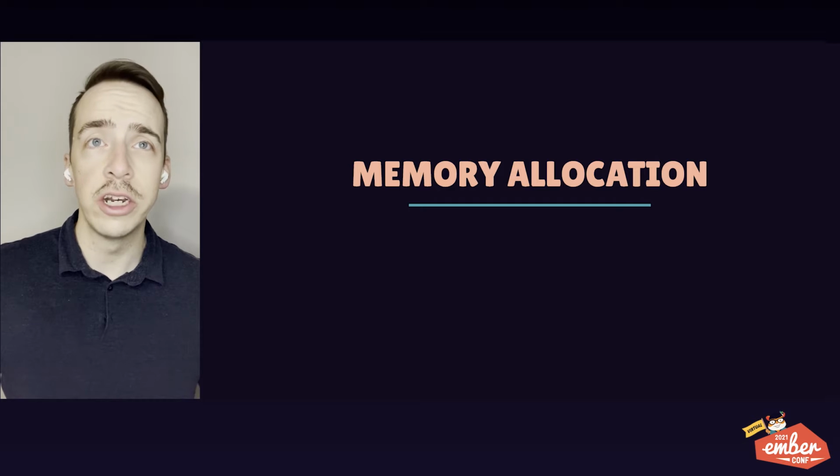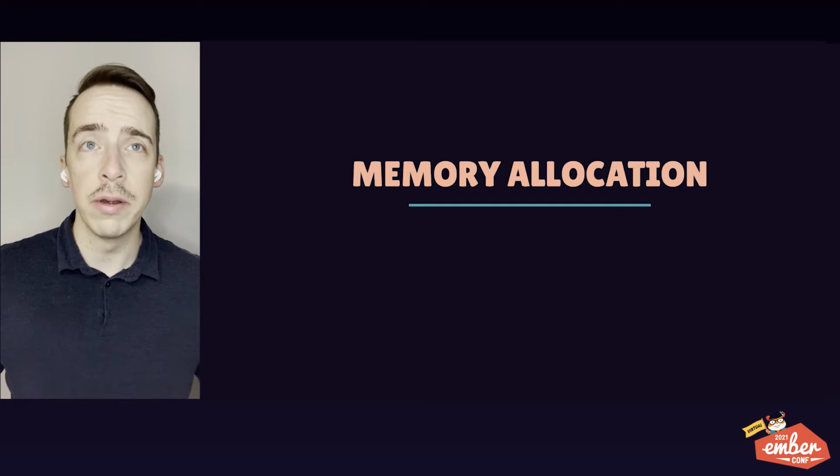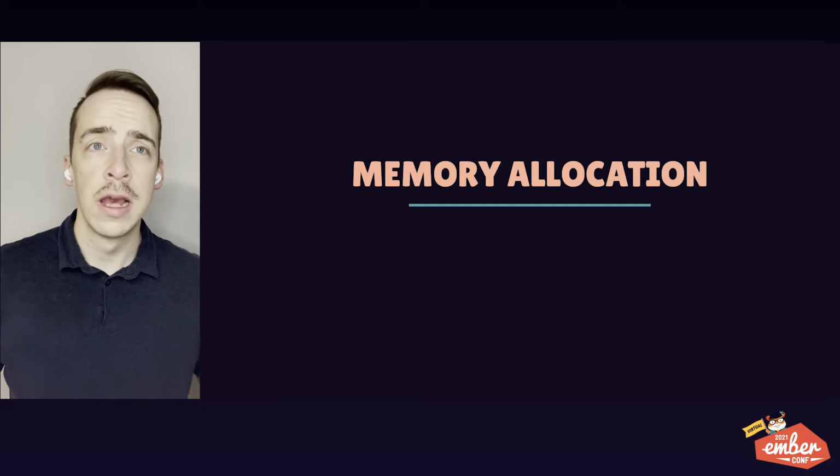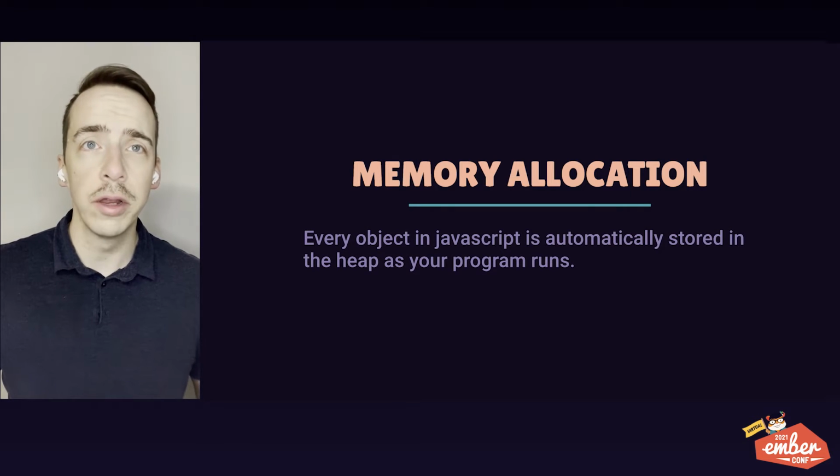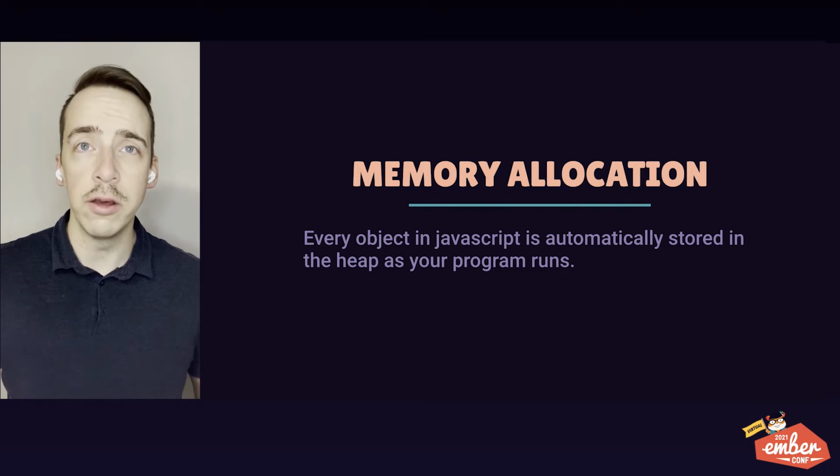Well, every object in JavaScript is automatically stored in the heap as your program runs. This includes objects, functions, arrays, strings, numbers, booleans, and DOM elements. These things all take up memory while they are in use by our app.